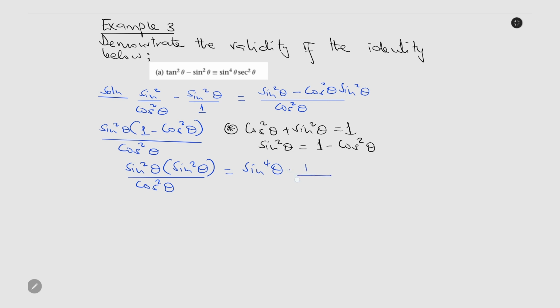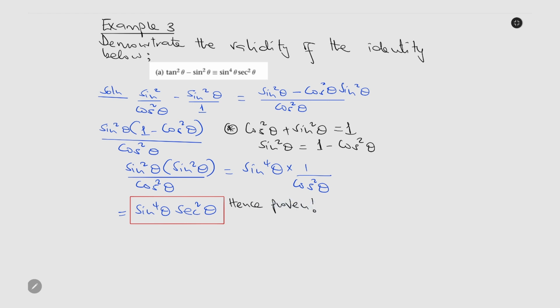Times 1 over cos squared theta. We know that 1 over cos squared theta is sec squared theta. Therefore, my final answer will be sine to power 4 theta and sec squared theta. That is my final answer. And we can see that this final answer is the same. We have managed to simplify it to this form. Hence proven, or hence demonstrated.